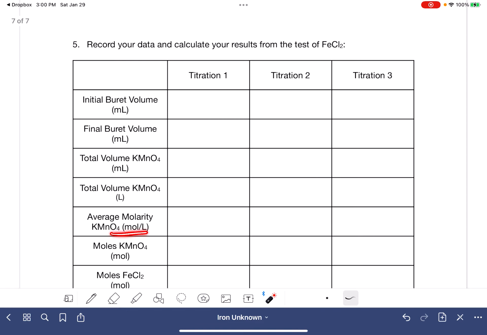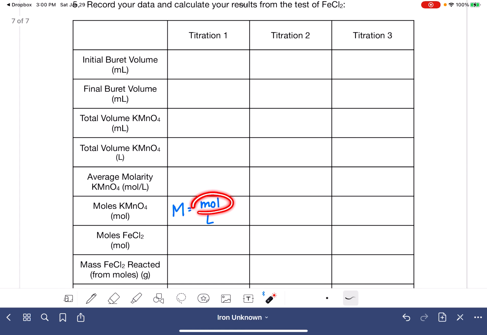You will use your average molarity and your total volume to calculate the moles of KMnO4. Remember, molarity is moles per liter. We are using the average molarity as the molarity in this equation, and your total volume in liters is your liters, so you'll be able to calculate moles. Once you get the moles calculated, you're going to do a mole to mole conversion using the balanced equation in problem number 2, the second equation that you balanced. The second equation gives you the relationship between FeCl2 and KMnO4.